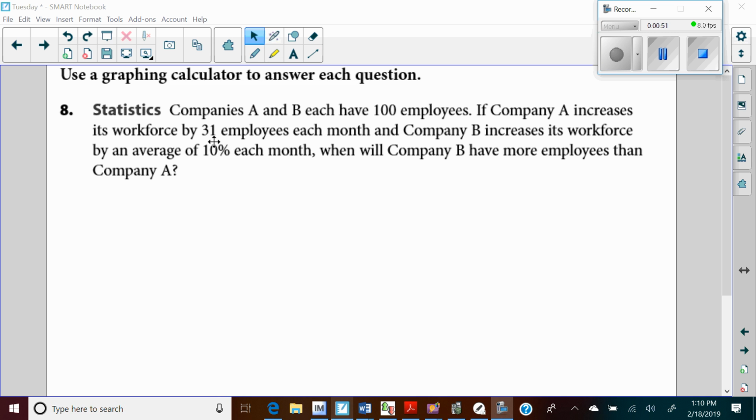So let's go back here and interpret the word problem. Company A increases its workforce by 31. So it starts off with 100 and increases by 31 employees each month. Okay, so that's a linear function where you have y is equal to what you start with plus the 31 employees times whatever month it's going to be.